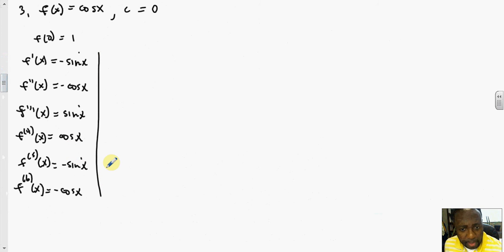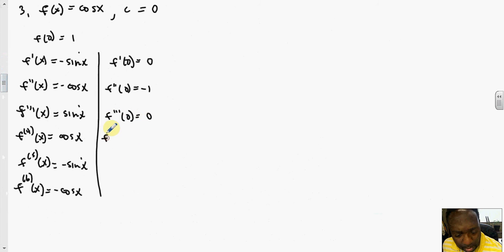So now we plug in x equal to 0. So we have f prime of 0 is equal to 0. F double prime at 0 is negative 1. F triple prime at 0 is equal to 0. The fourth derivative at 0 is 1. The fifth derivative at 0 is 0. The sixth derivative at 0 is negative 1.